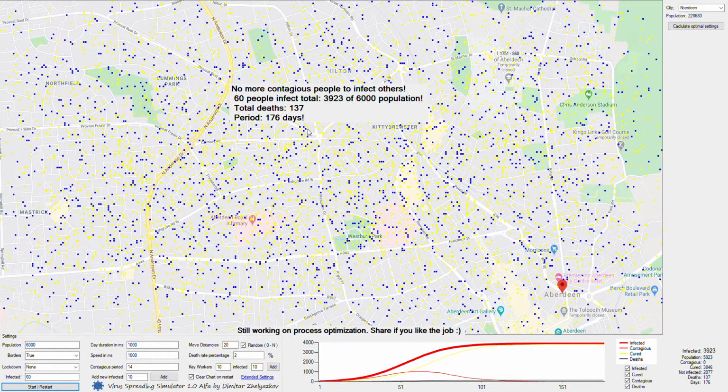Once I know more about the virus, and more about the people and the living area, which for example here is Aberdeen.